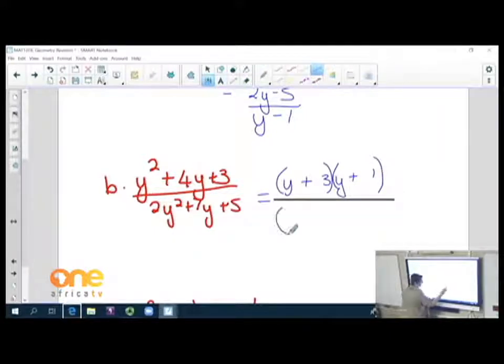And this one is then another trinomial there. It's the factors of 2 and 5. We can use the ones that we had just now. So it's 2y and y.